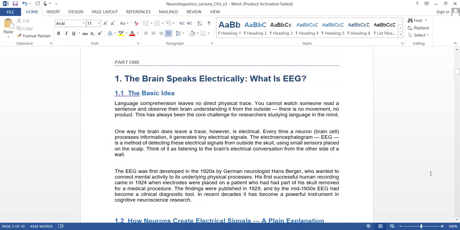What is EEG? Language comprehension leaves no direct physical trace. So it's not possible that somebody is talking to you or you're teaching language and you come to know immediately how language is being processed, right? So there is no direct way. We have to use tools, devices, to exactly know how language is being processed.